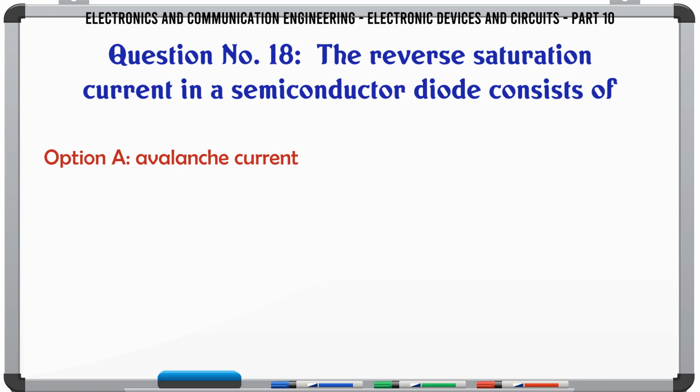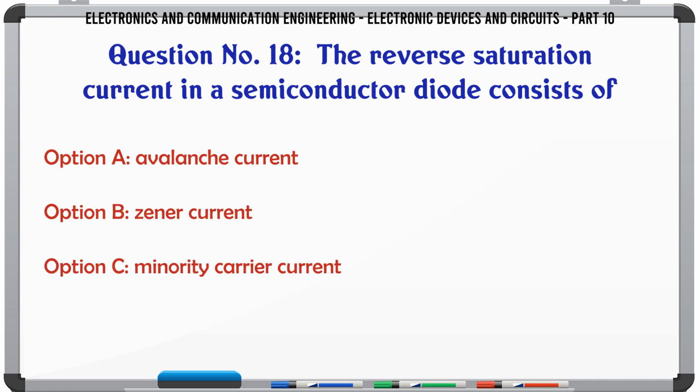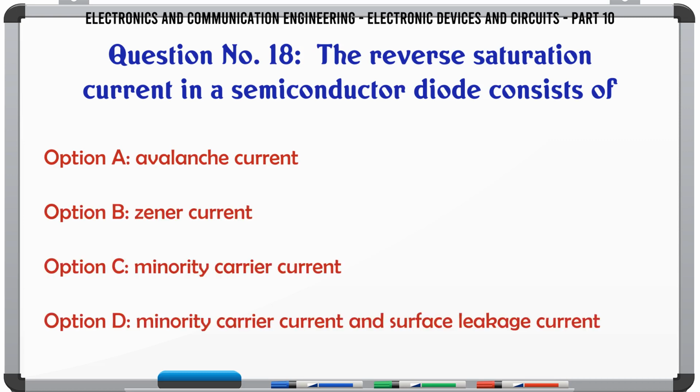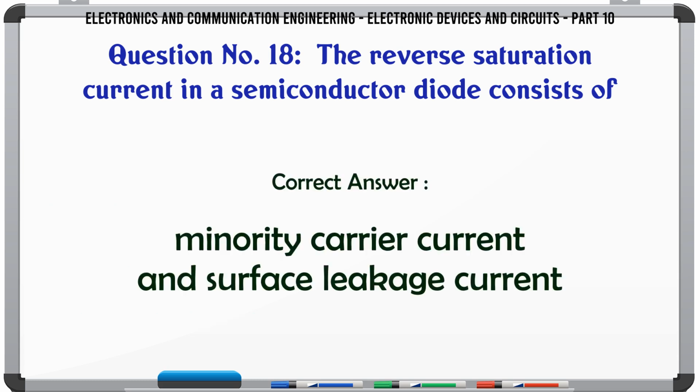The reverse saturation current in a semiconductor diode consists of A. avalanche current. B. Zener current. C. minority carrier current. D. minority carrier current and surface leakage current. The correct answer is minority carrier current and surface leakage current.